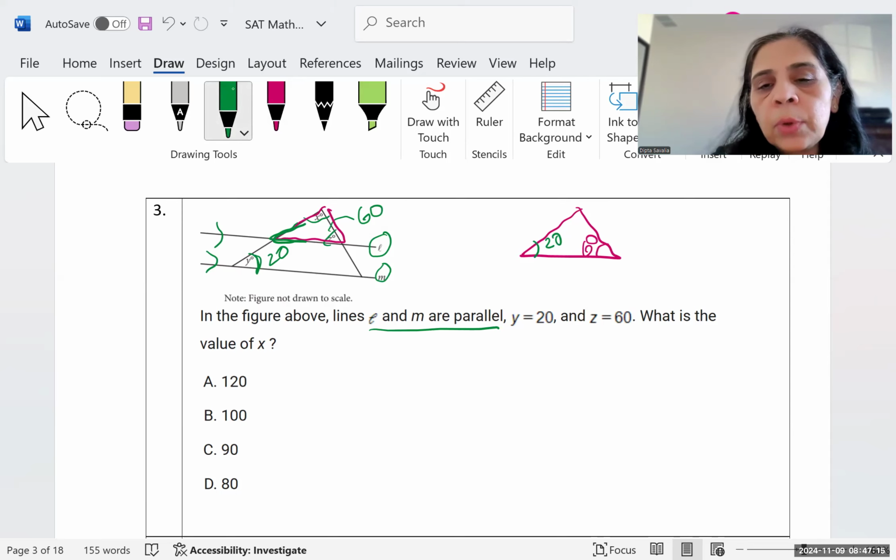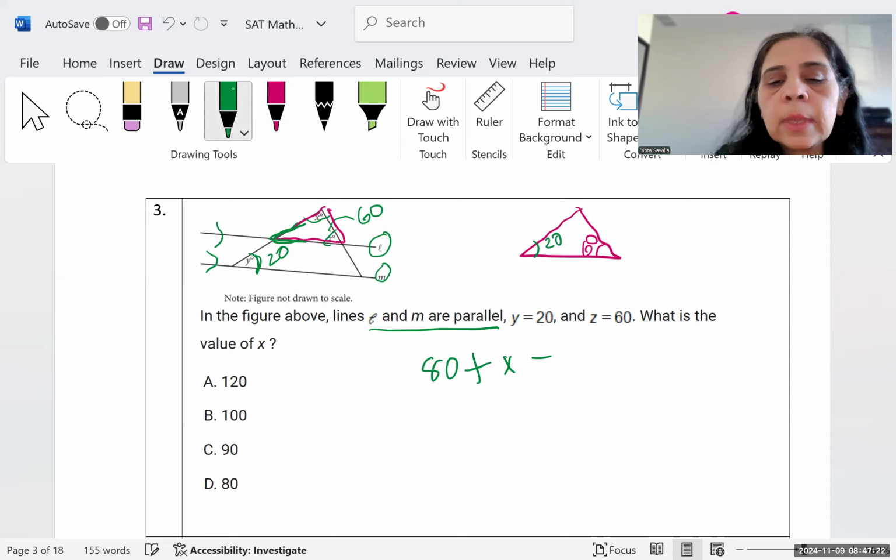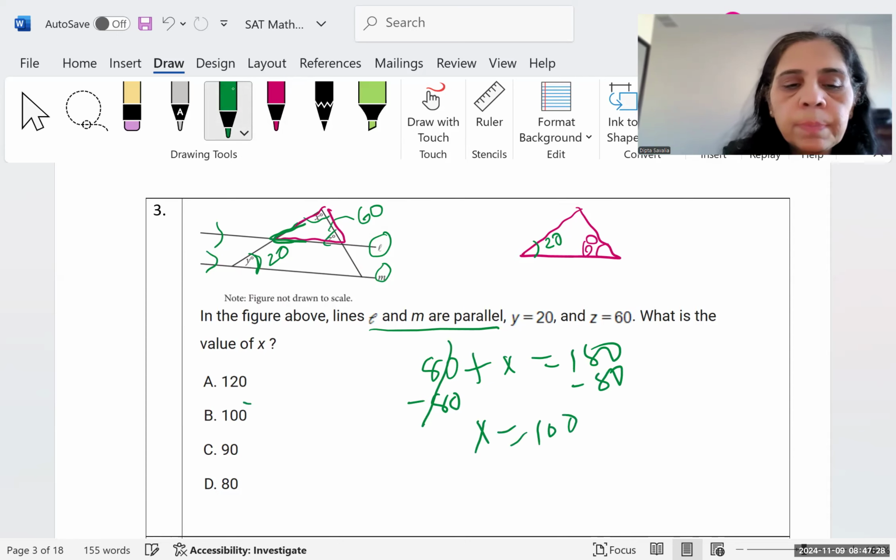Now we can see we have triangle angle sum is 180. So 20 plus 60 is 80 plus x equal 180. Subtract 80 on both sides, which is 100.